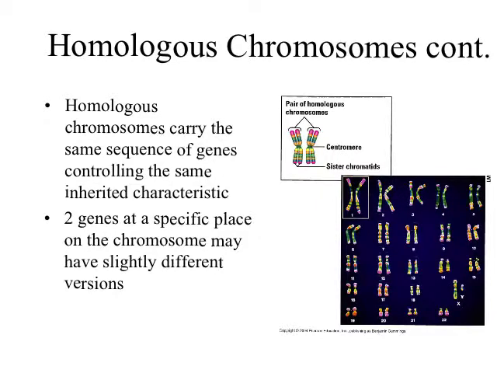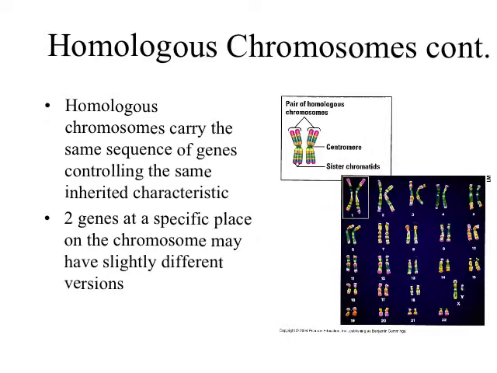So the homologous chromosomes, the one that we get from our dad and the one we get from our mom, are going to carry the same sequences of genes that control the same inherited characteristics. So if chromosome number 1 has eye color, hair color, freckles, and stuff like that from mom, chromosome number 1 from dad also has those features as well, controlling having freckles or not, or what color hair and eyes and stuff like that.